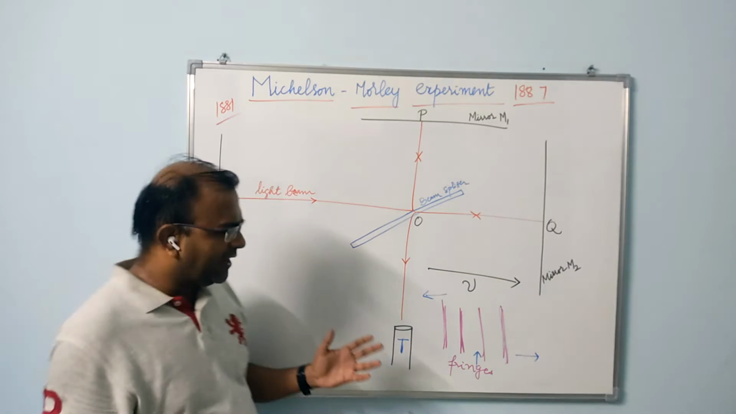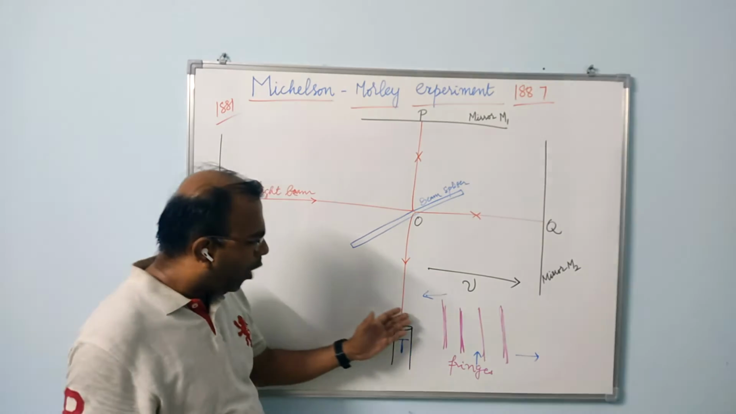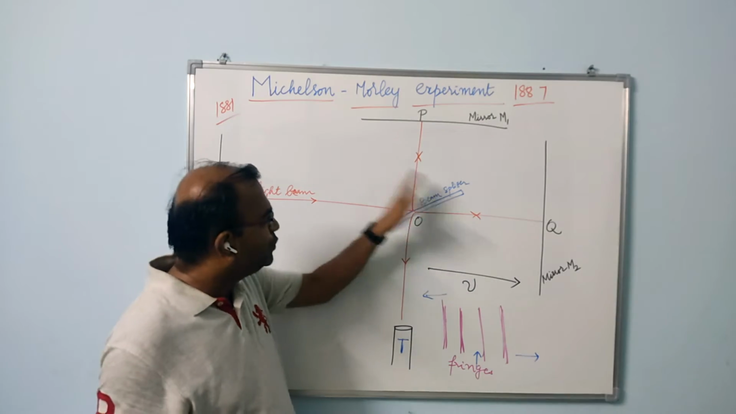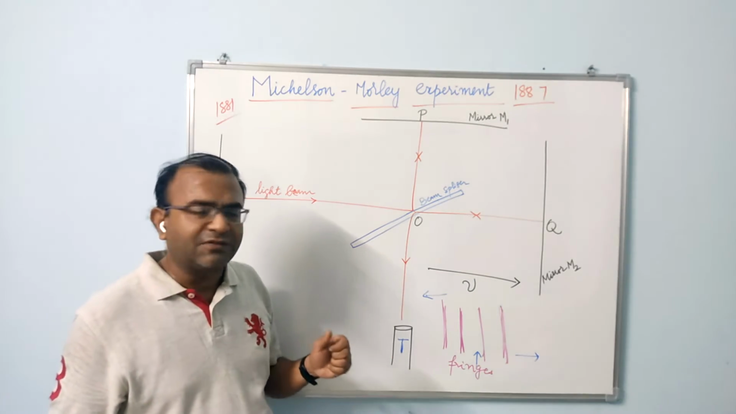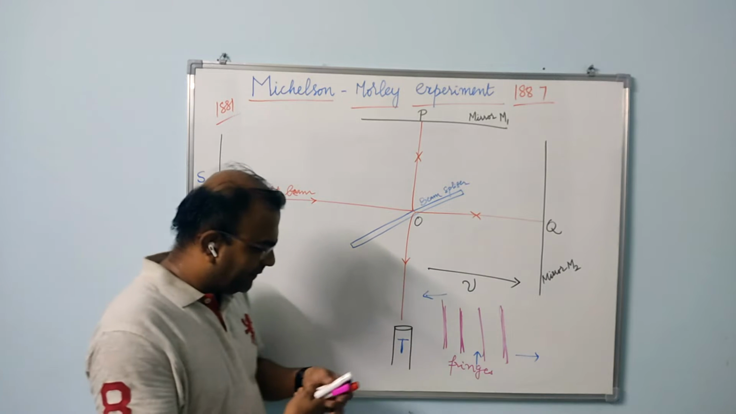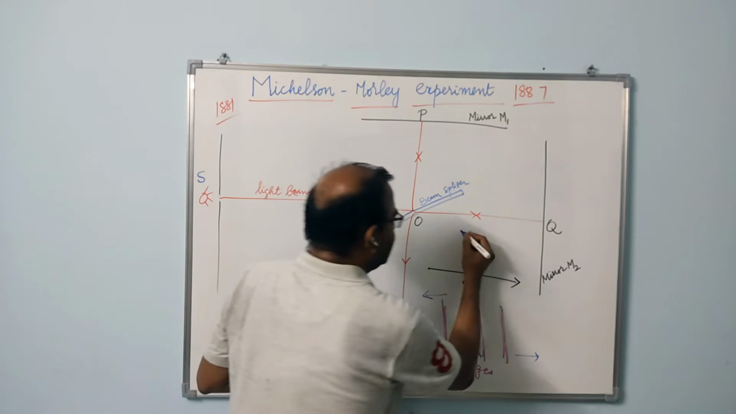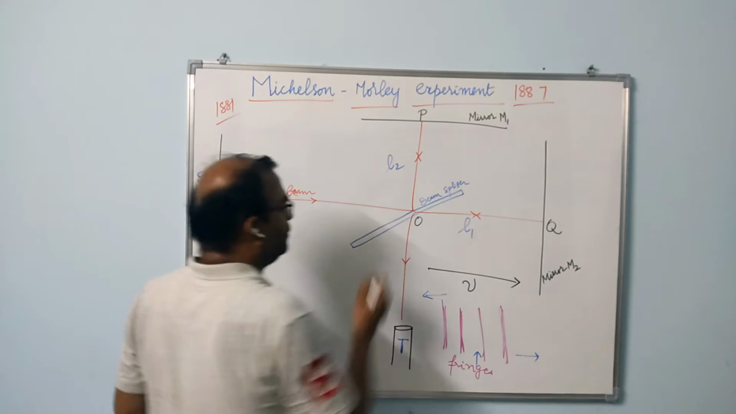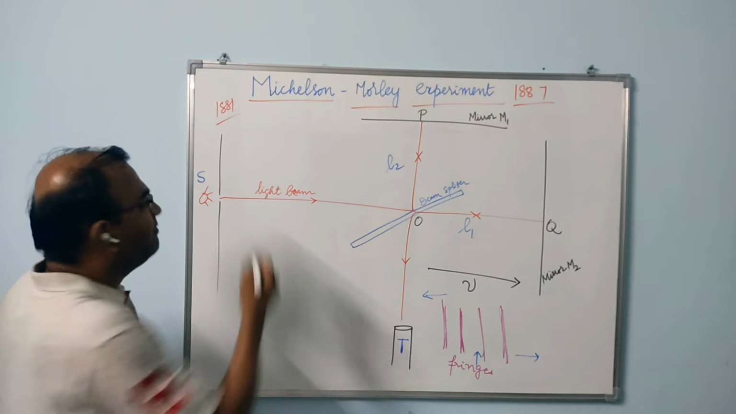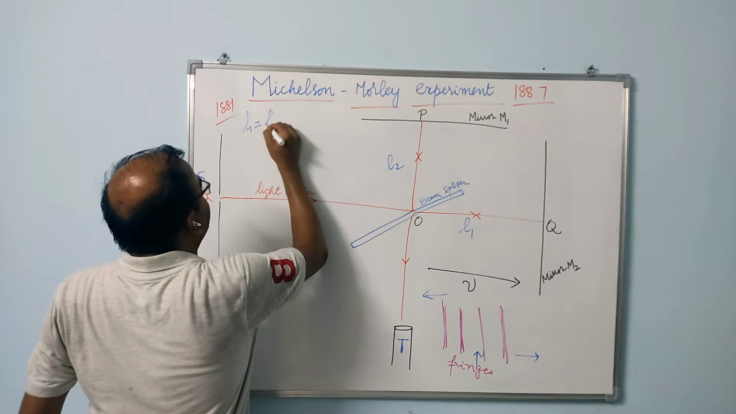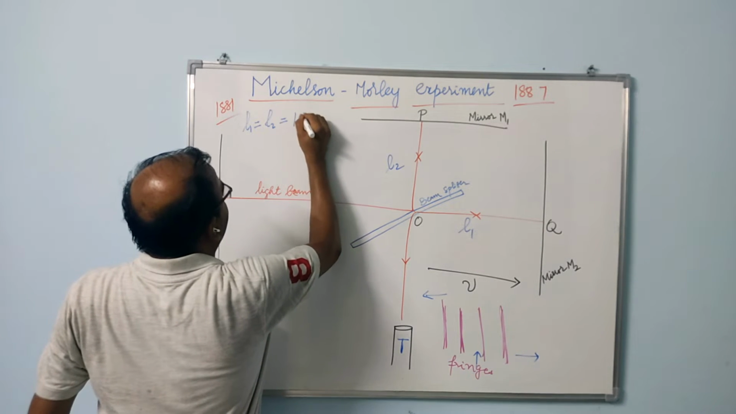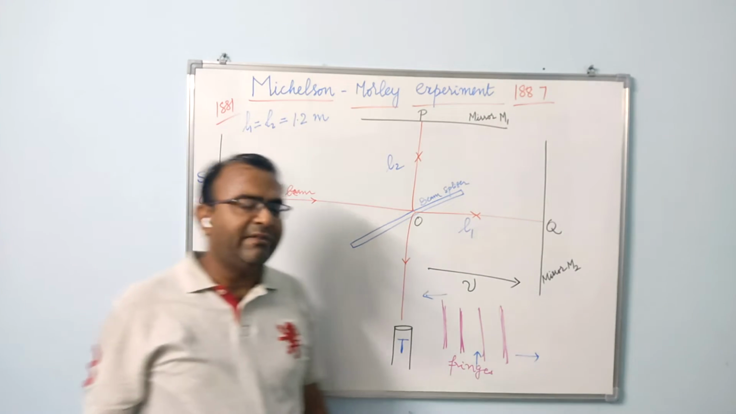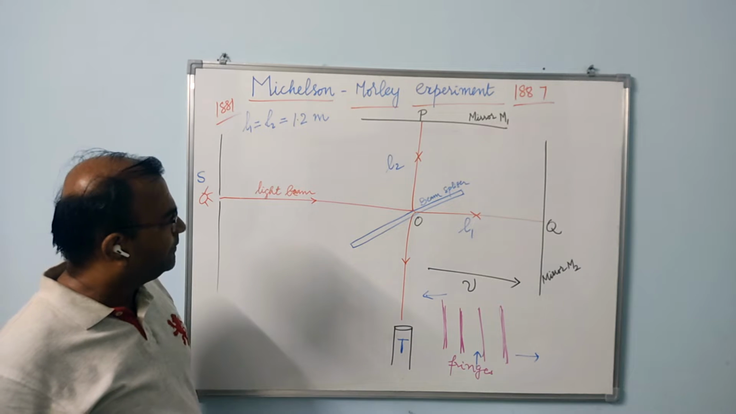So now the basic question in the interferometer experiment would be, how do we get the fringes here? Is there any difference in the optical path lengths between these two beams? So we set it up in such a way that, let us say, this path length OQ is L1, and this OP is, let's say, L2. In the original 1881 experiment, L1 and L2 were taken to be equal, and this was around 1.2 meters in the interferometer of the 1881 experiment, the original experiment.